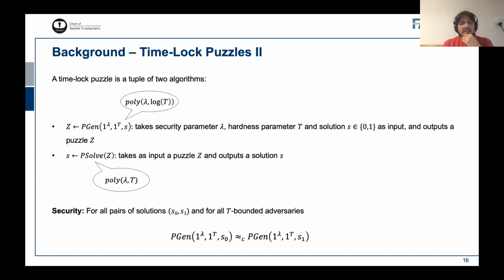And in security, we want that a puzzle generated with S0 is computationally indistinguishable from a puzzle generated with S1 as a solution, for any T-bounded adversaries. And this is where the very first slide I mentioned about the efficiency of the adversary in timed cryptography comes in.